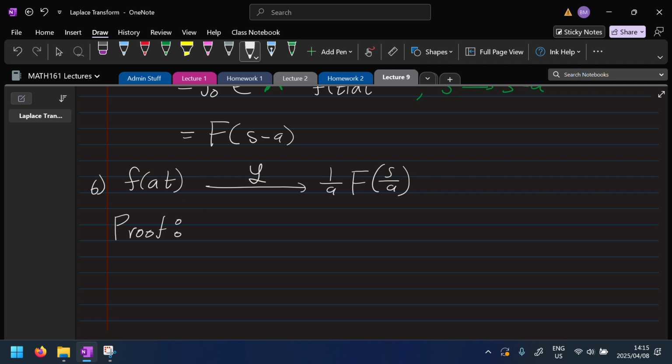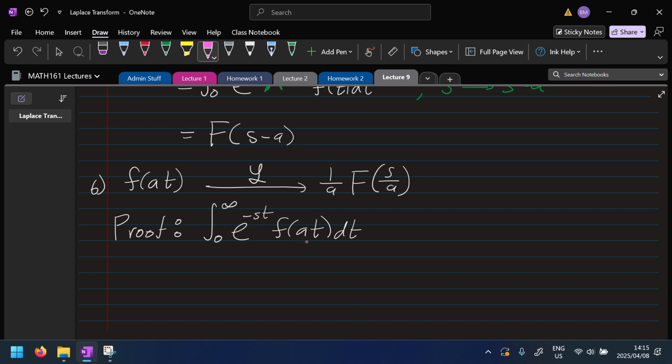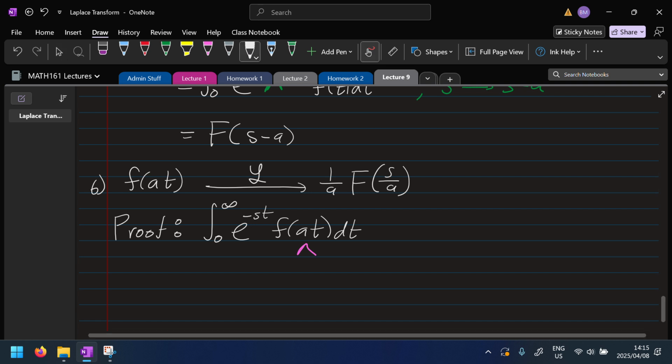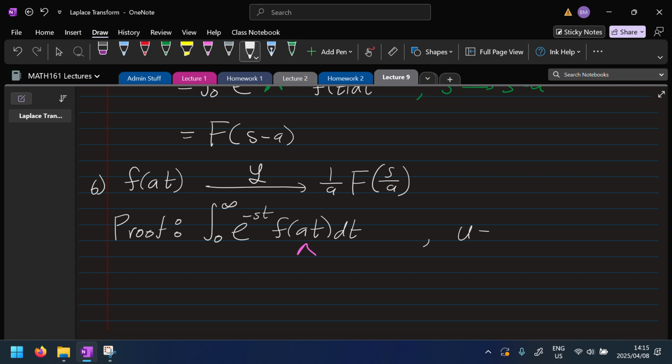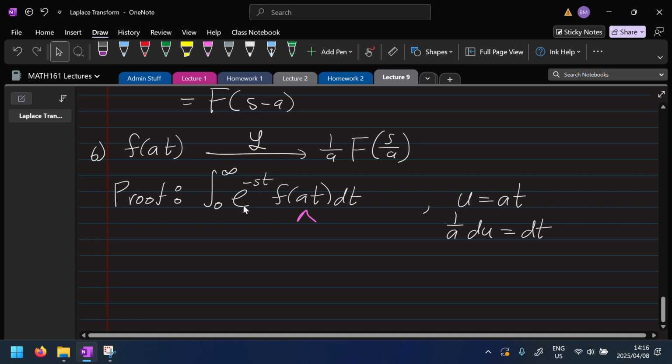So we've got the Laplace transform of this. So that's going to be the integral from 0 to infinity e to the minus st f of at dt. Okay, now we don't want this at over here. We want that just to be f of t. So we're going to do a u substitution. So u equals at, so 1 over a du equals dt. So now for homework, see what the bounds change to, change everything to u, and then see if you can get to this right-hand side. So finish for homework.